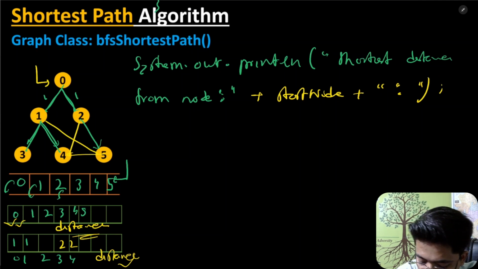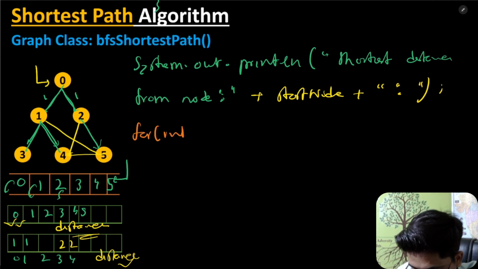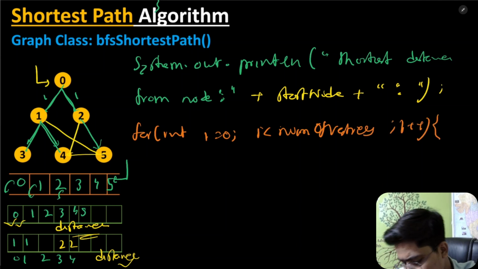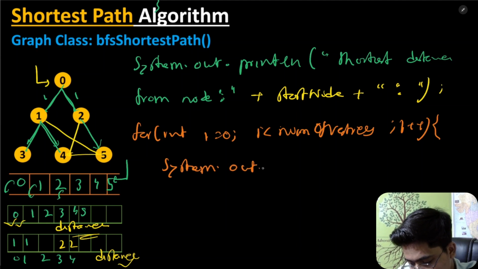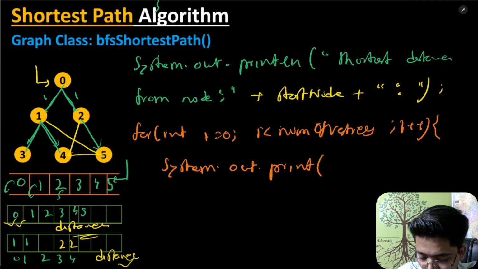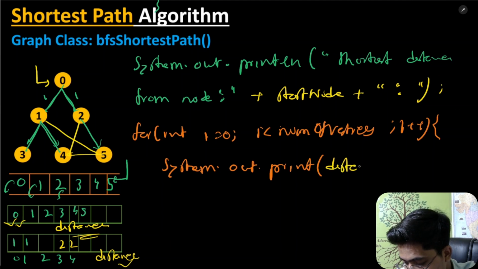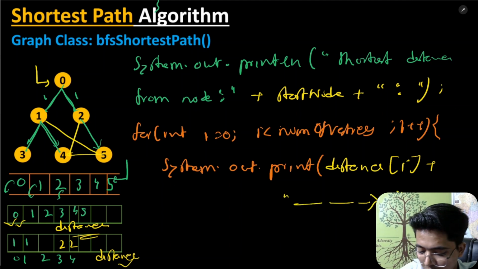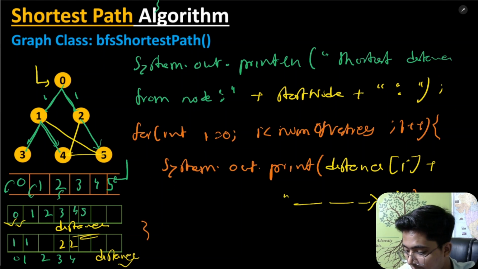So like this, for integer i equals 0, i less than number of vertices, i plus plus. And now we'll be printing with system.out.print the distance of i. So we are printing the distance of i, plus we'll be adding some separator so that we traverse in that manner. Okay, now we have implemented the entire graph.